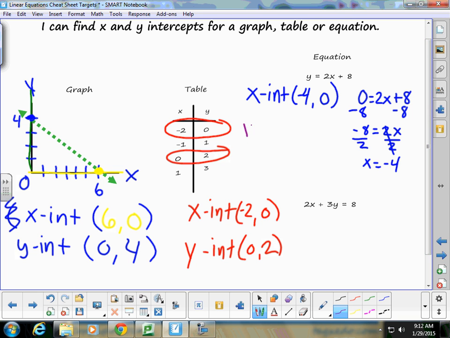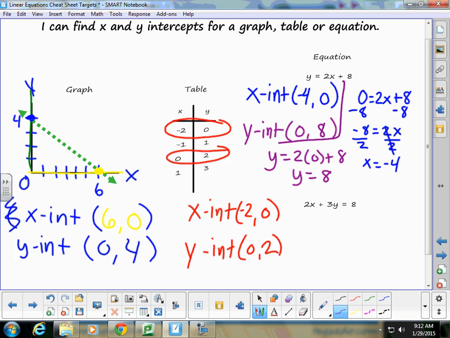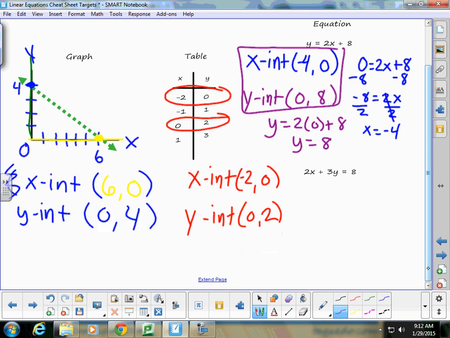To find your y-intercept, you're going to do the opposite. Your y-intercept is when x is 0. So you plug in 0 for x. Y equals 2 times 0 plus 8. So I get y equals just 8. That easy.